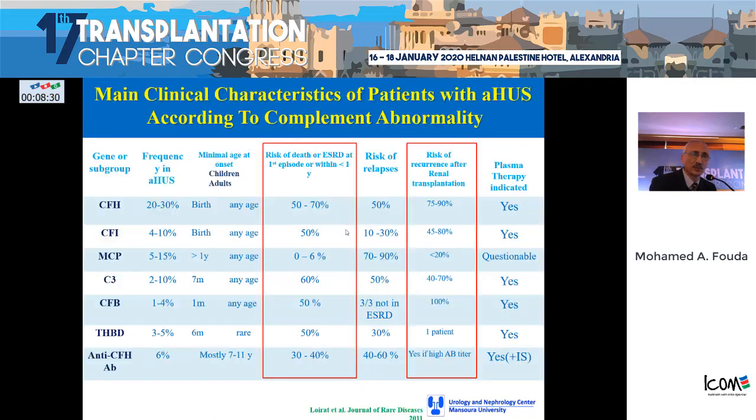Recurrence and its prevention. Before the era of eculizumab, even with plasma therapy available, the risk of death or end-stage renal disease at first episode or within 1 year, the risk of relapse after treatment, or the risk of recurrence after renal transplantation is extremely high.